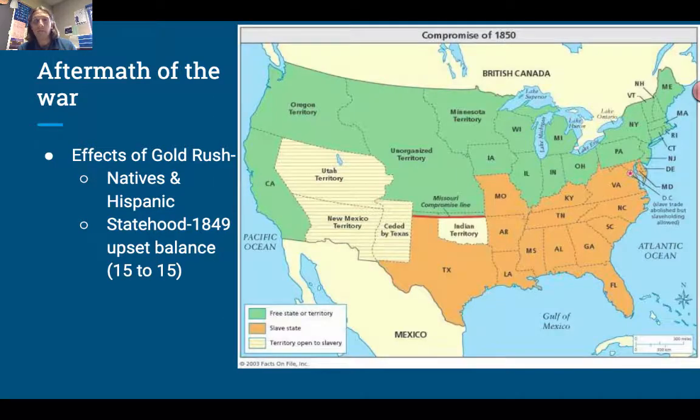So in 1850, this is what the United States looks like. Again, we're going to pick up this Gadsden Purchase, and then pretty much the continental part of the United States is in place.